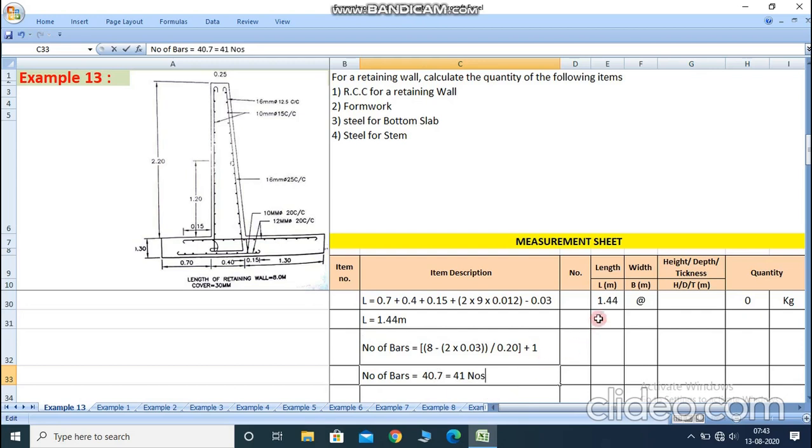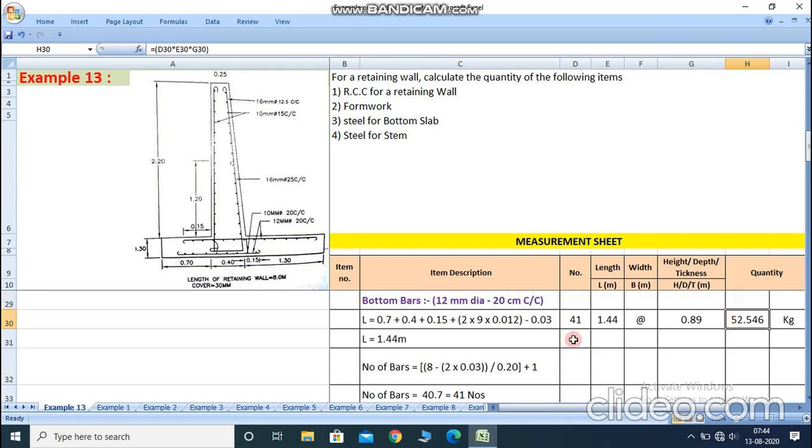Clear? So we write here 41 numbers of bars, and the per meter length weight of the 12 mm diameter bar is 0.89 kg per meter. So the total weight of the bar, the total quantity required of the bottom bar, is the multiplication of 41 multiplied by 1.44 multiplied by 0.89. So the total value is 52.546 kg.